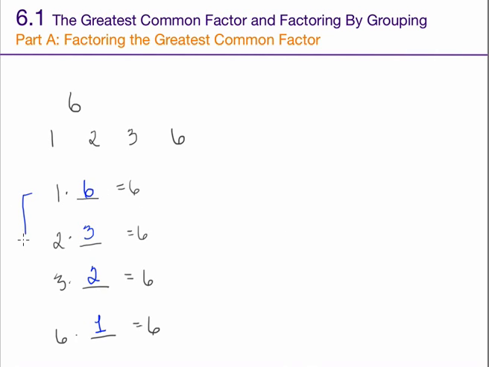Notice that if 1 is a factor, then 6 must also be a factor, because 1 and 6 are the things that you have to multiply by each other to get 6. Equally, if 2 is a factor, and 3 is the thing I need to multiply by 2 to get 6, that automatically means that 3 is a factor.